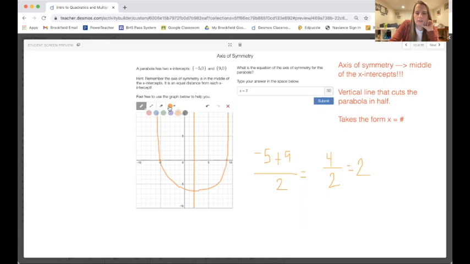And if you don't trust me, you could count and make sure it's equal distance. So this is 1, 2, 3, 4, 5, 6, 7 spaces here. And then if I go the other way, it should be 7 spaces as well. 1, 2, 3, 4, 5, 6, 7. Yep, so it is an equal distance from both x-intercepts. So I know that that is correct.